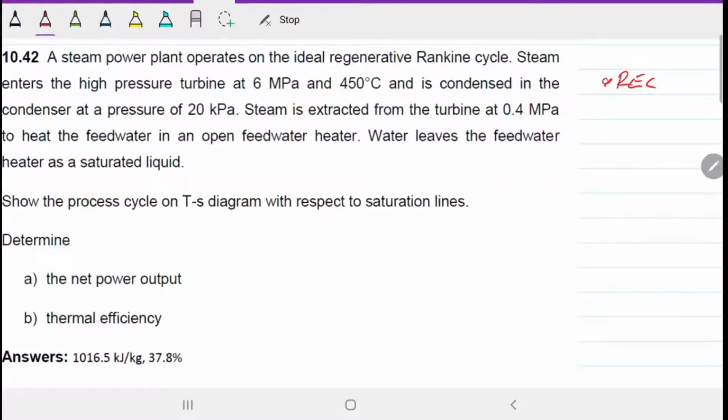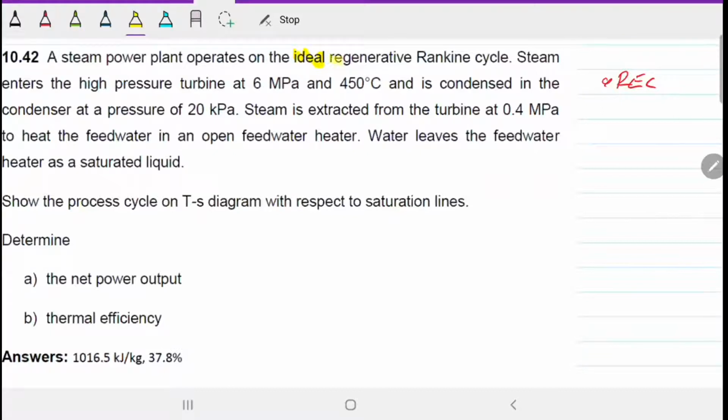So week 10, problem 10.42, in which we have a steam power plant operating on an ideal Rankine cycle with regeneration. So we have a regenerative Rankine cycle. First word that's important, ideal. What is that saying? That we don't have any irreversibilities, right? So in this cycle, the isentropic processes are indeed isentropic. There's no change in entropy. We're not generating any entropy when we're compressing or when we're expanding.